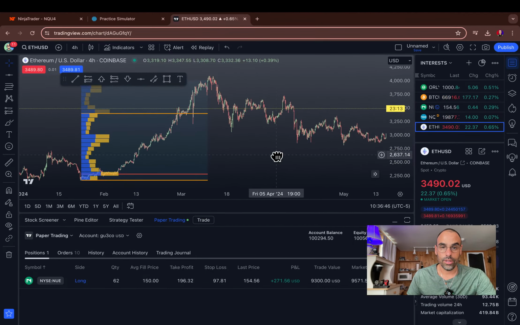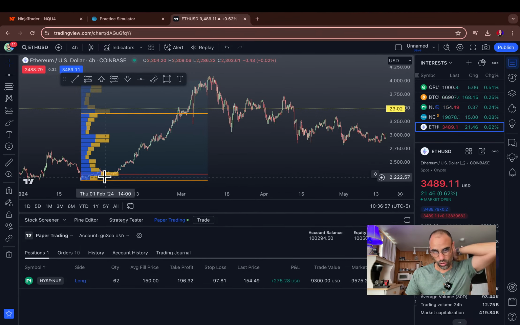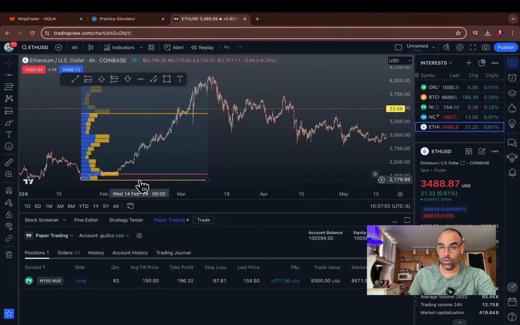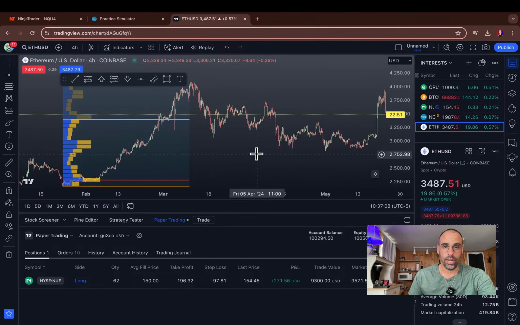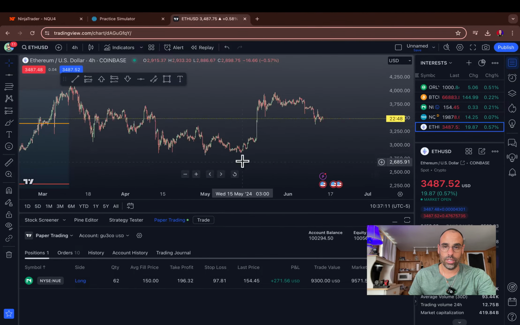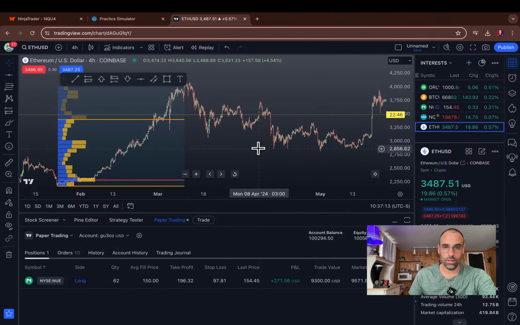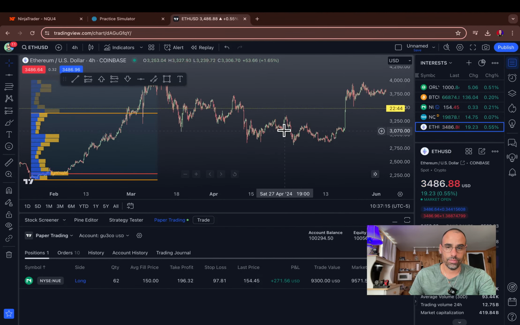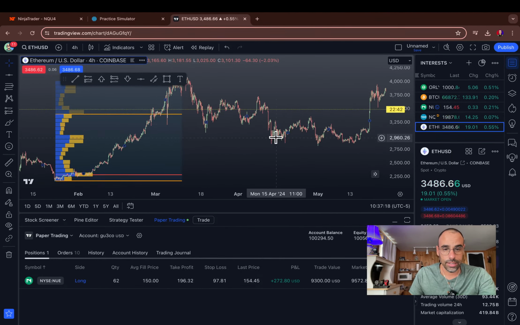Okay. In any case, these three price points are important, of course: the low, the high, the middle, whatever. This is the point of control, if I'm not mistaken, where most trading has taken place. And if you notice, it's way down below where we are. So can price go down all the way here? Yes, it can. Anything can happen. But is it likely to? Maybe not before making new highs. Okay? All right, let's go with that.